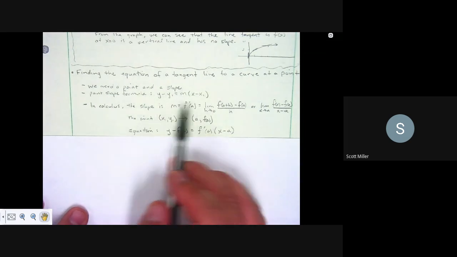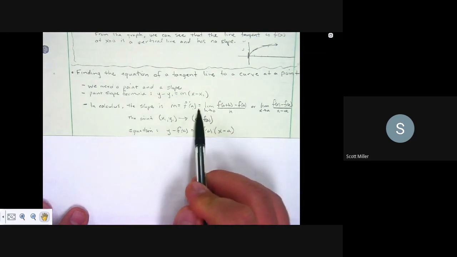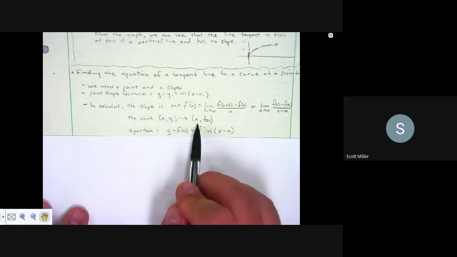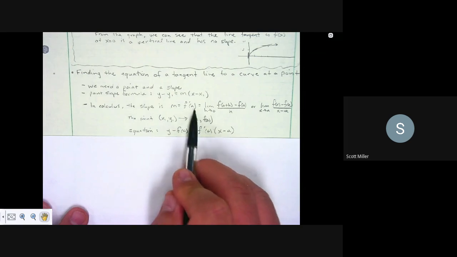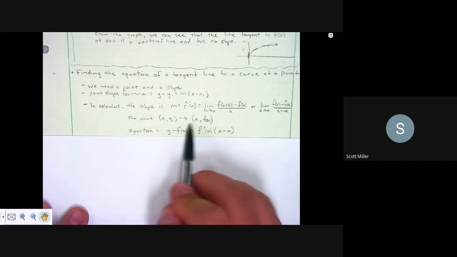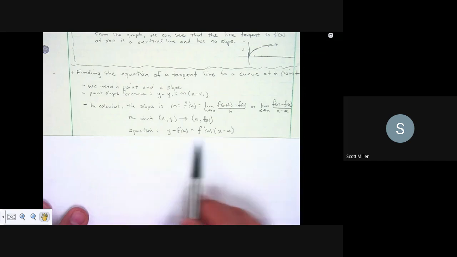But what does this look like in calculus now? Well, the slope is the derivative at a point, which is this limit. The point is any point that I want, and usually what we do is we use the point A, since we're going to find the tangent line at A, and then the value of the function at A, f of A. So there's my point. So this equation right here becomes this equation right here.